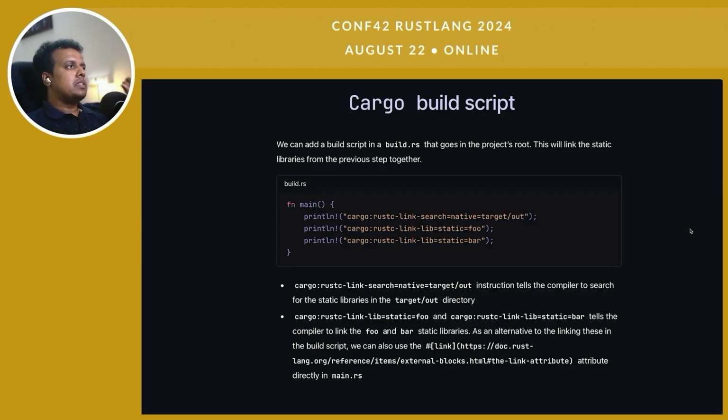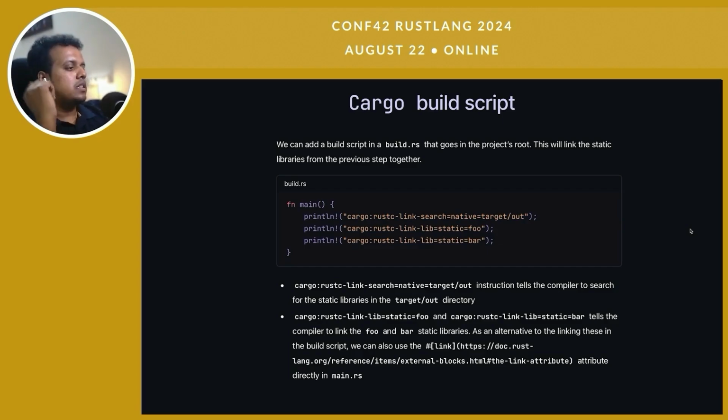So we can add a build script called build.rs in the project's root. What we are doing here is we have these instructions in the build.rs saying that there is this folder called target/out. In this folder, look for a static library called foo, and look for a static library called bar. And then it tells the compiler to link those two static libraries together. There are other ways of doing that. There's something called a #[link] attribute if you want to add that.